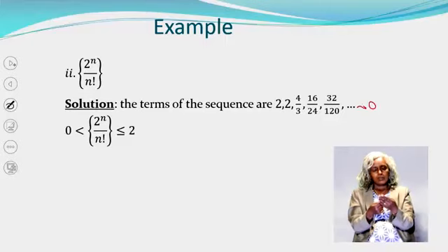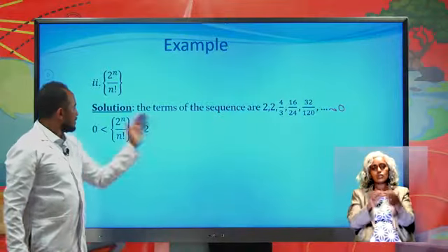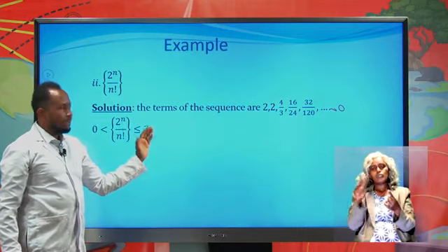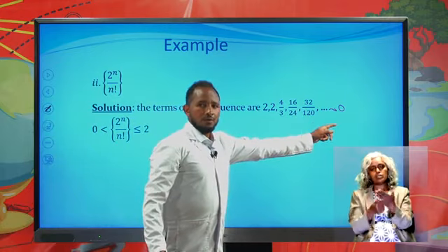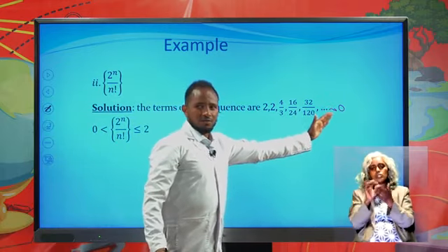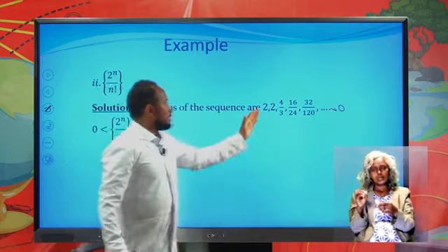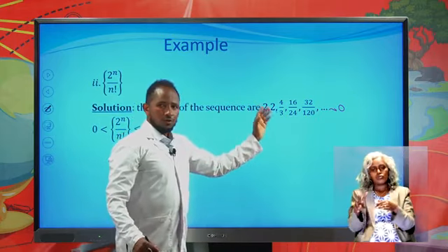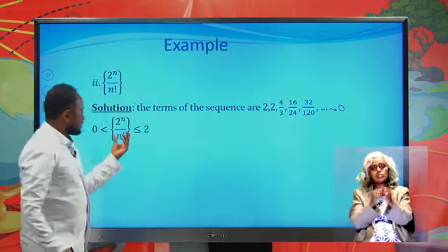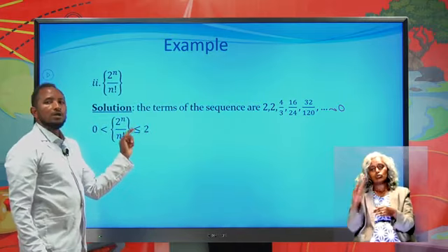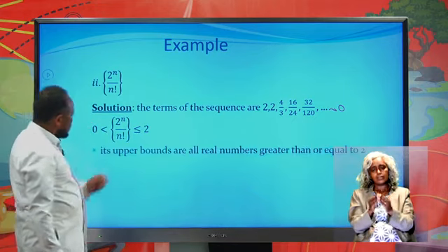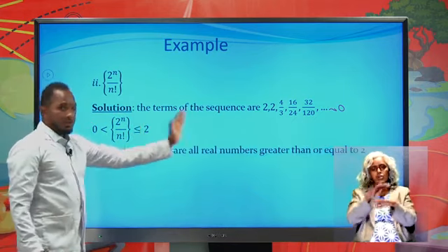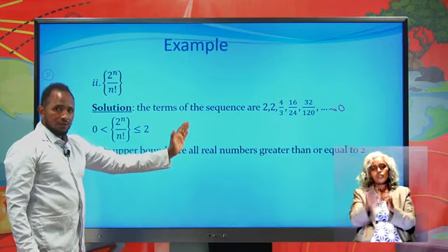Therefore, the elements of this sequence are found between 0 and 2. As you can see, the sequence is decreasing to 0. So the smallest number is 0, and the biggest number in this set is 2. So our sequence is found between 0 and 2, including 2. Therefore, its upper bounds are all numbers which are found above 2, including 2.